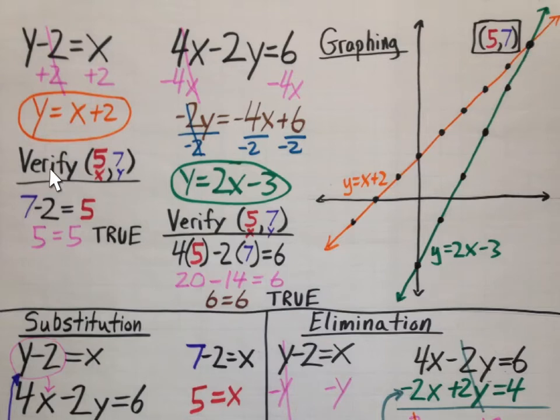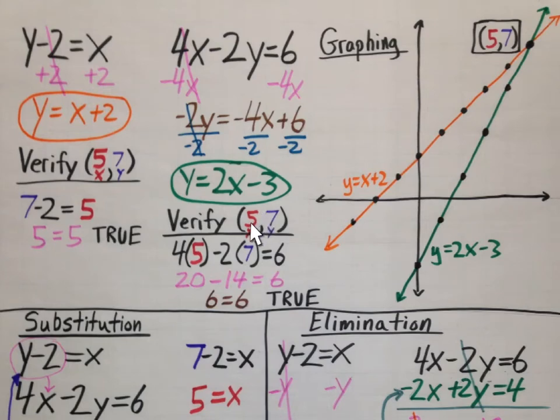Now we verify it. Here's how you verify it. You take the 5, 7, and plug those values into both equations. So I take this one right here, and I put 7 for the y. There it is. I put 5 for the x. You can see right there in red. And I simplify the left. 5 and 5 is 5, equals, they're equal, so that's true.